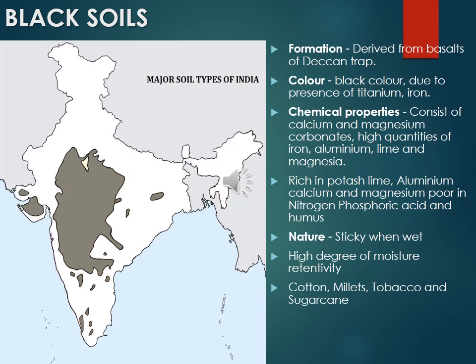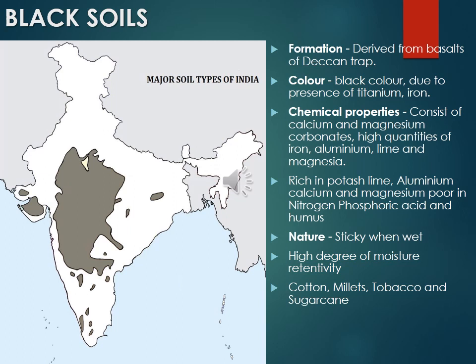So, the first one, alluvial soil, was formed by the sediments deposited by the running water when they slowly flow. Its chemical property is rich in potash and phosphoric acid, and poor in nitrogen. Then the distribution: mostly in the Ganga and Brahmaputra river valleys, and the crops grown are rice, wheat, and sugarcane.